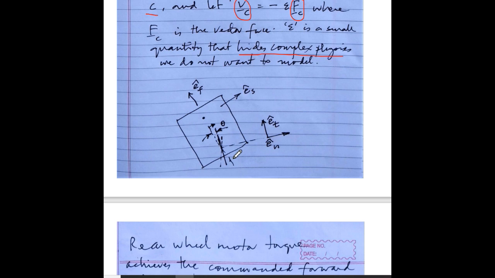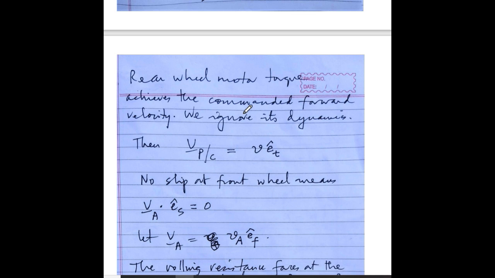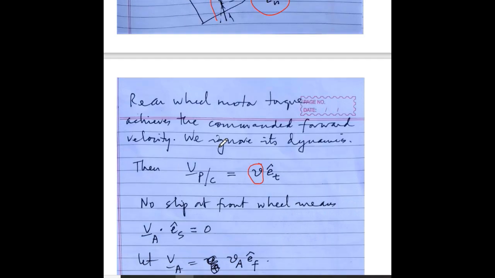From what is known in the initial configuration, we know this forward heading unit vector and the sideways unit vector defined by the front wheels. This theta is not really used in the equations. I've written them in terms of these unit vectors. You think of En as perpendicular to the wheel plane, and Et as along the wheel plane. The rear wheel motor torque achieves the commanded forward velocity, which is V, and we will ignore its dynamics because we don't know what its torque is.